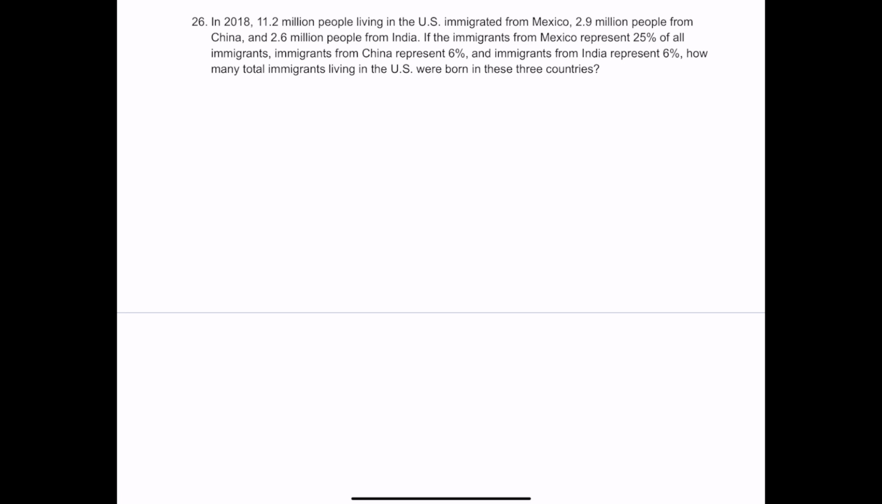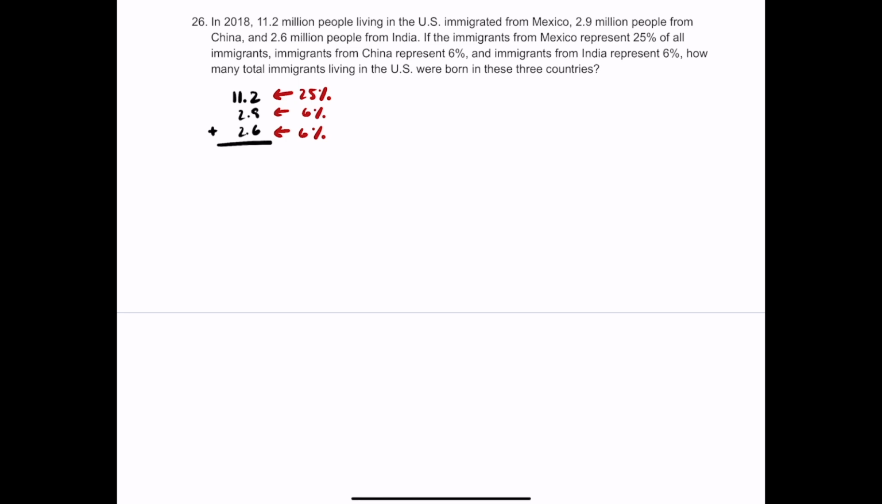It's actually a pretty straightforward question, but I'm going to set up a proportion just to give you some reasoning. So 11.2 million were coming from Mexico, and then 2.9 million are coming from China, and 2.6 million are coming from India. And a couple things I want to make very clear here. First of all, this is representing 25% of the immigrants in 2018, and this is roughly 6%, and this is roughly 6%. So in the grand scheme of things, these are pretty close to each other percentage-wise.